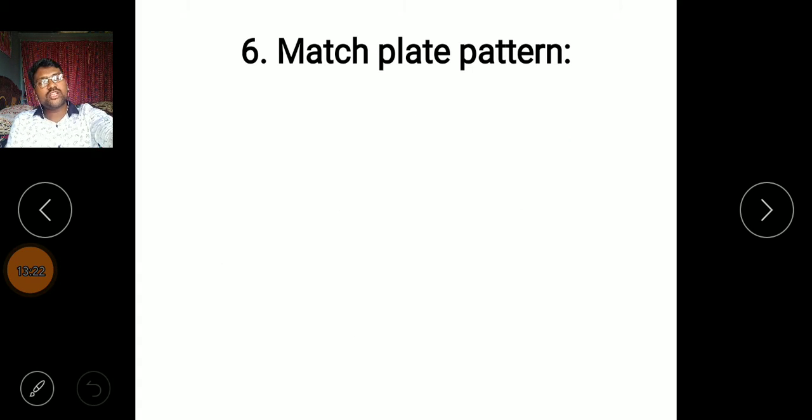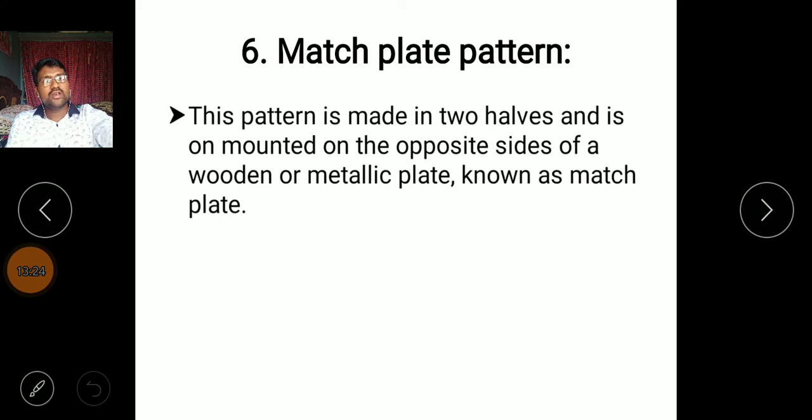Next, match plate pattern. In this pattern, it is made into 2 halves and is mounted on the opposite sides of the wooden or metallic plate known as the match plate. It is the same as the drag and cope pattern. In the drag and cope pattern, we have to make them separately, but the match plate pattern consists of a single board. It consists of the drag and cope patterns on the opposite sides of the board.